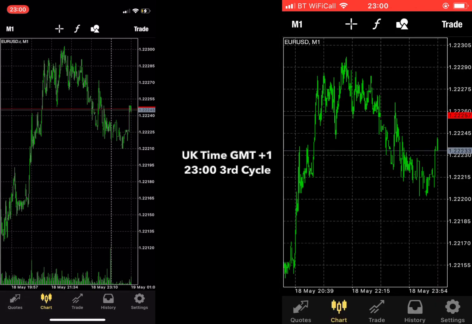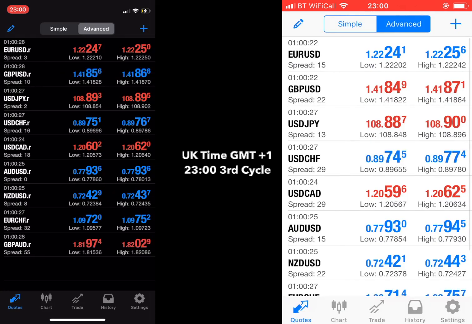So I'm giving you a visual representation here. You can see the spread is basically almost 0 pips, 0.1 pip, whereas on the right we're looking at like 1.5 pips, and you can see the fluctuations with the standard account in comparison to the raw account.